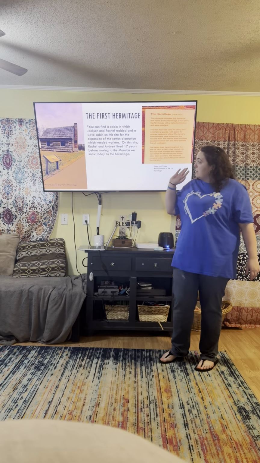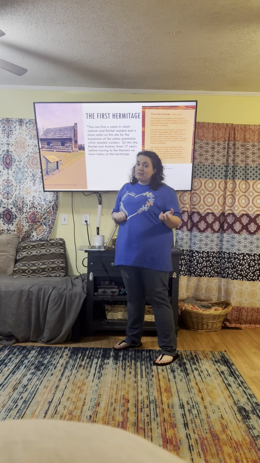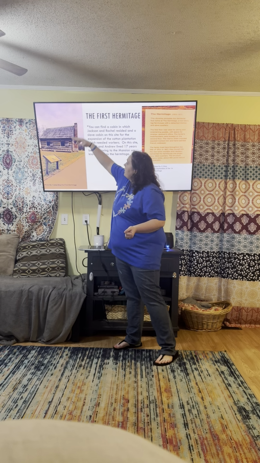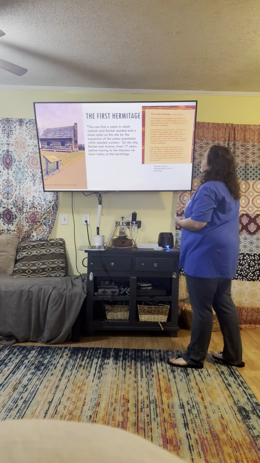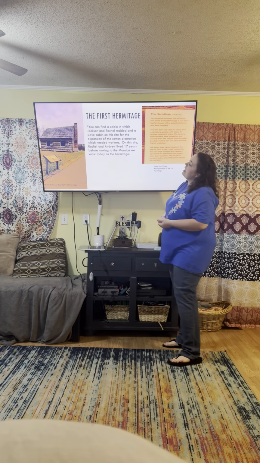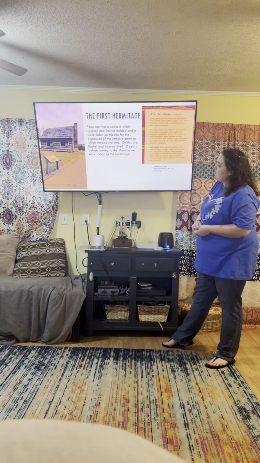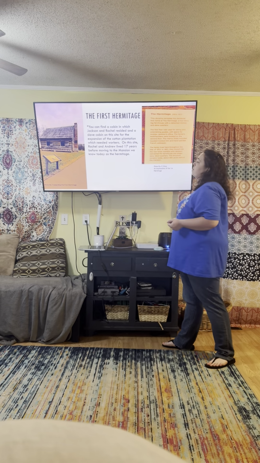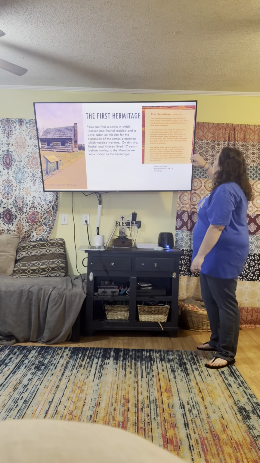Okay, so this is my picture of the first Hermitage. It's actually a 2-story cabin, which is unique for that time period. You see it here, and on the other side is actually the enslavement cabin. I put on here, you find a cabin in which Jackson and Rachel resided, and the slave cabin on the site for the expansion of the cotton plantations which needed workers. On this site, Rachel and Andrew lived 17 years before moving to the mansion today we know as the Hermitage.